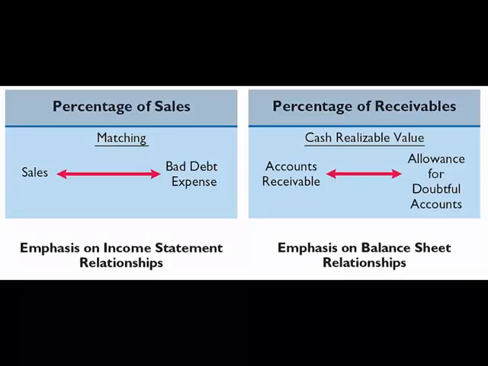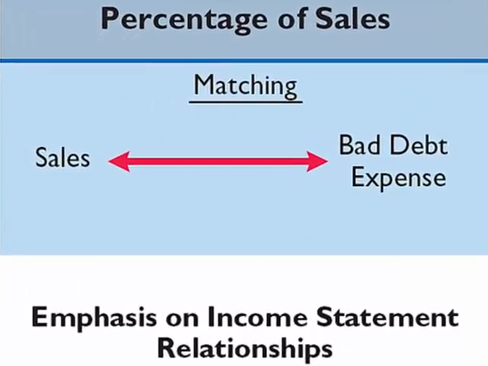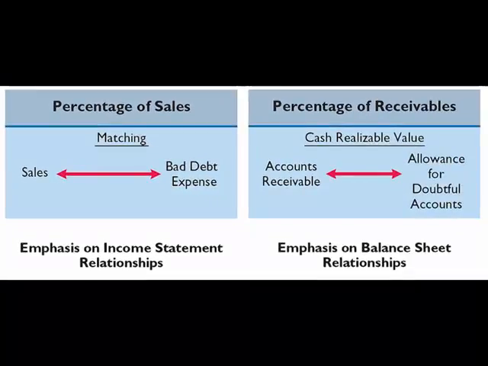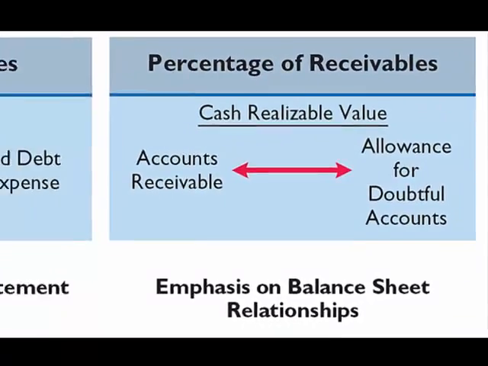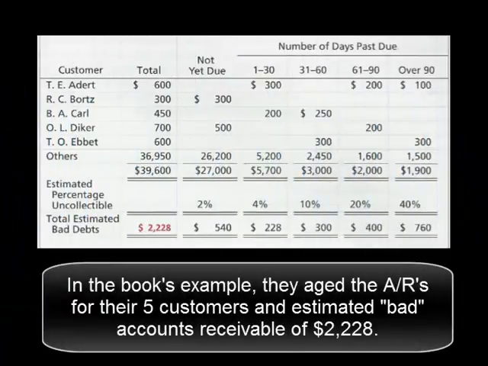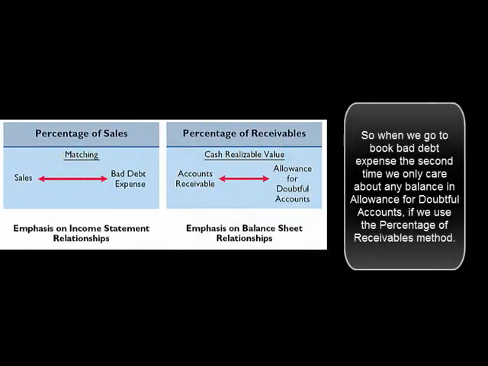Well, how did we come up with that $2,228? There are two methods to estimate accounts receivable that are going to go bad. One looks at the income statement, so as a percentage of sales, maybe one half or one quarter of 1% of our sales we estimate to be bad debt expense. The other looks at our balance sheet, and so we age our accounts receivable. If somebody's owed us money for over 90 days, it's less likely that they're going to pay us. And so the two different methods either emphasize the income statement or the balance sheet.